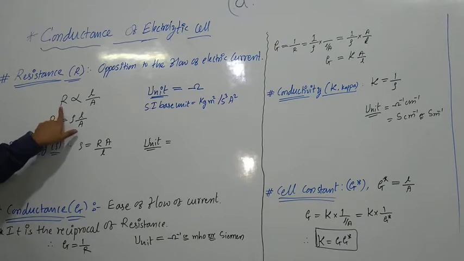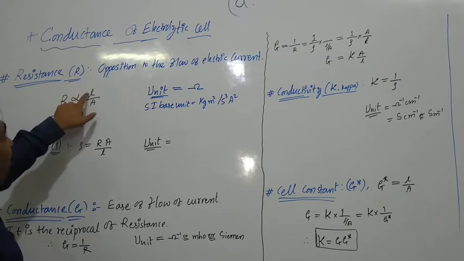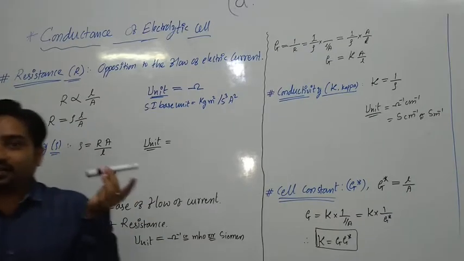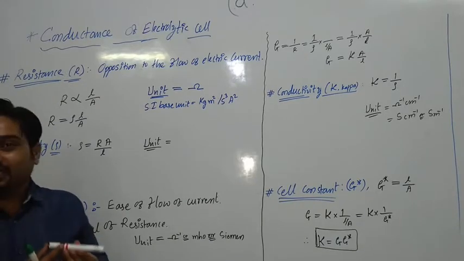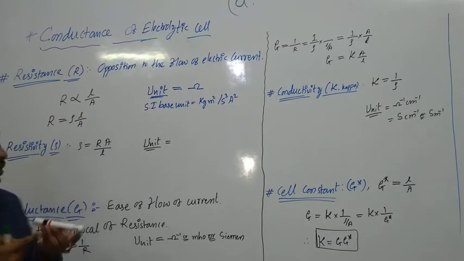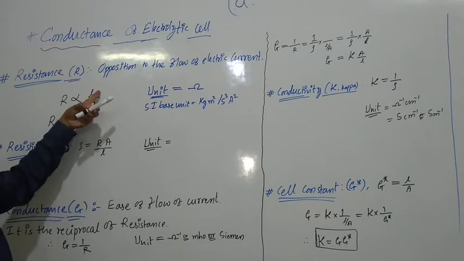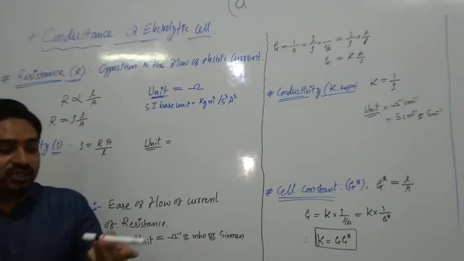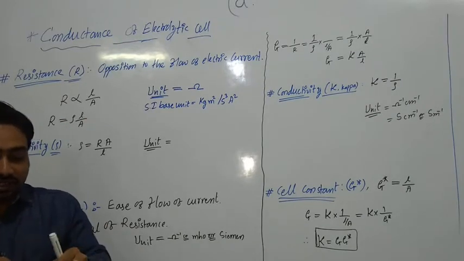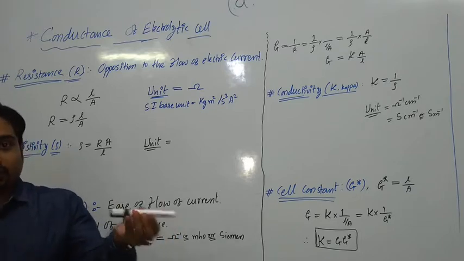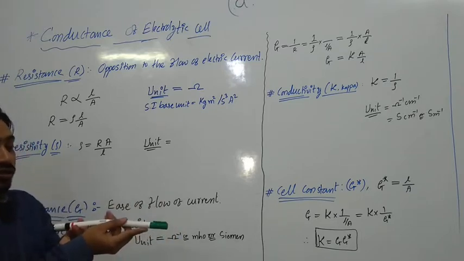This resistance is directly proportional to the length of the conductor, the length of the electric wire. Say if I consider this to be my conductor, then the resistance is directly proportional to L, the length of the conductor. So as the length increases, resistance also increases. So this has some resistance, and this has more resistance.